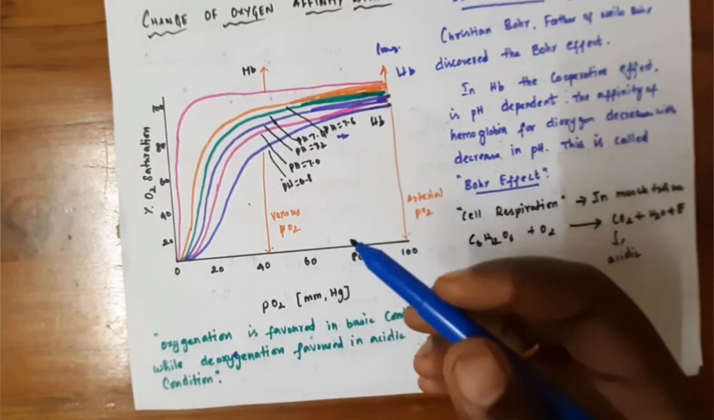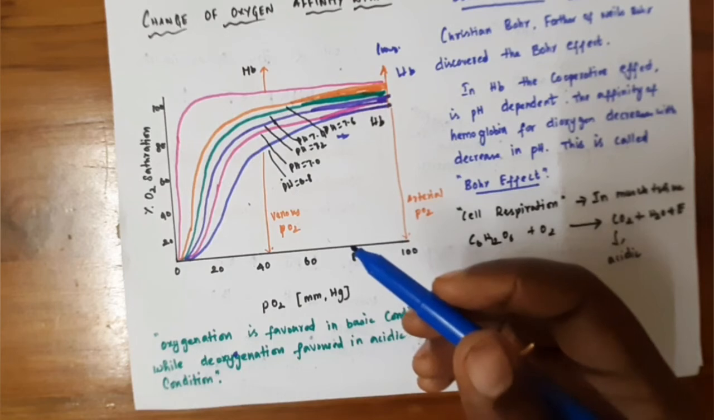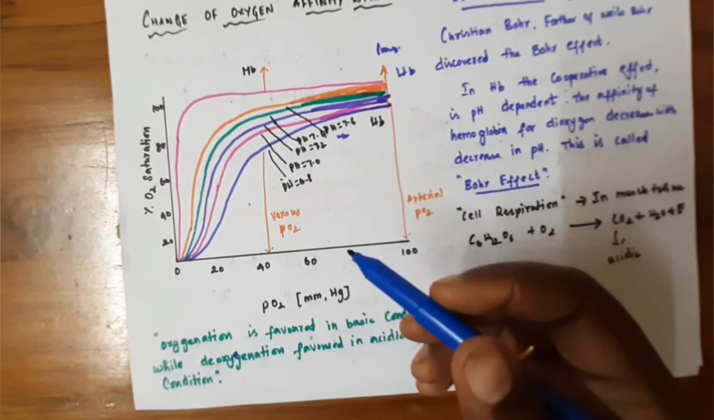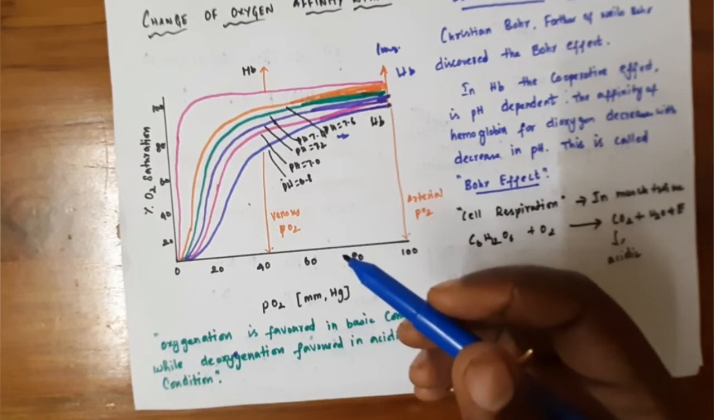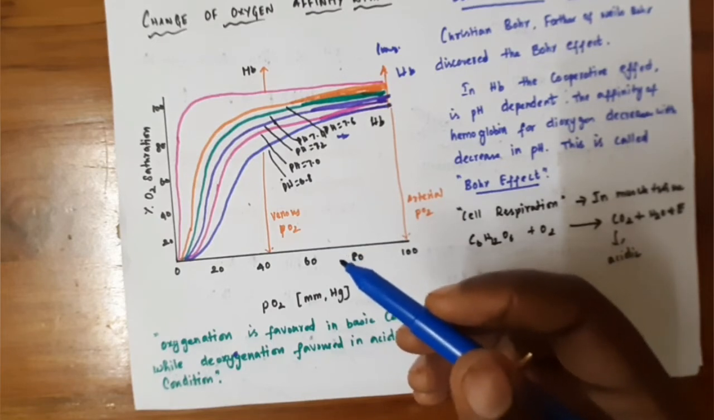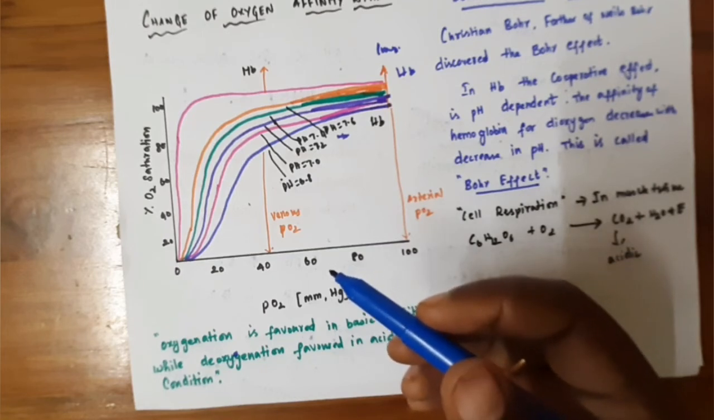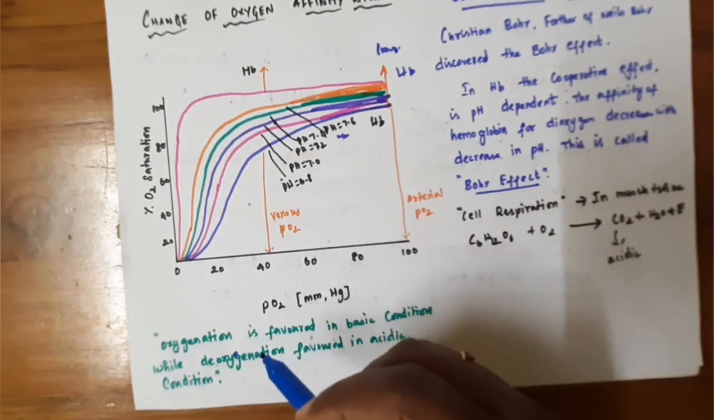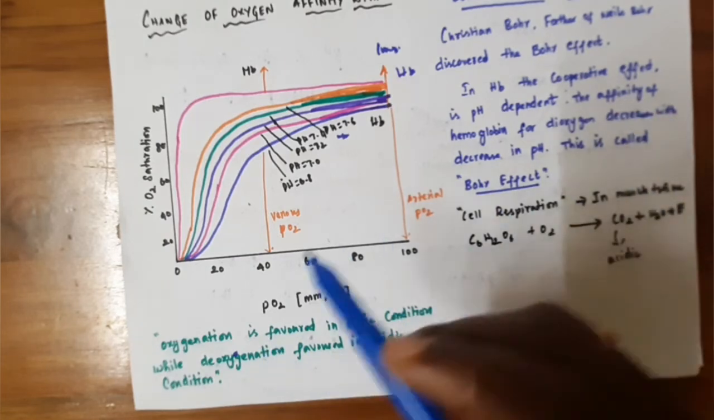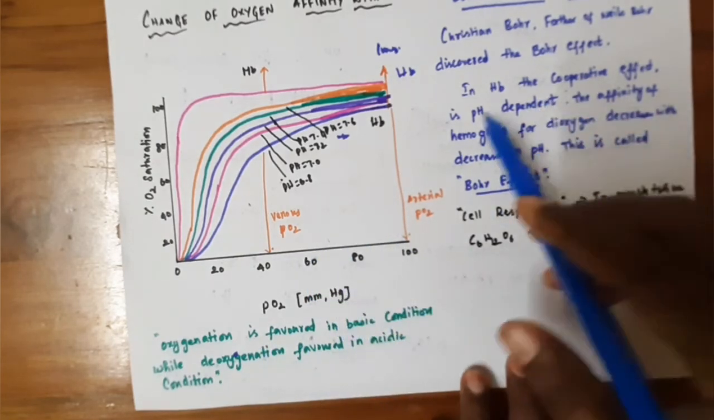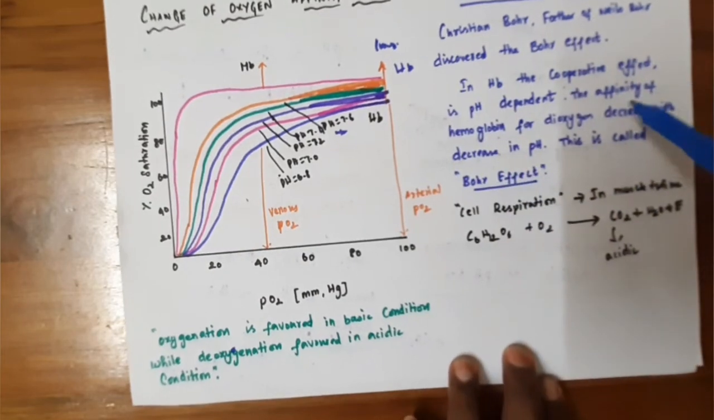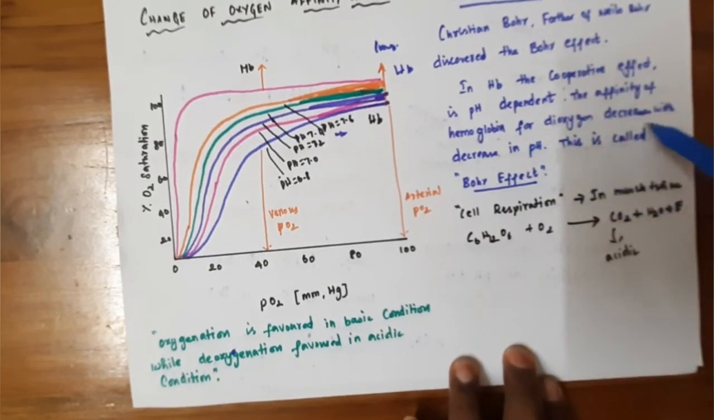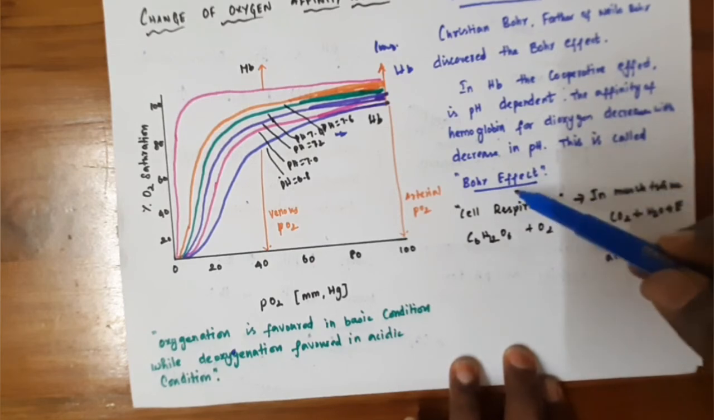The cooperative effect is nothing but this: hemoglobin contains 4 subunits, so when one subunit binds dioxygen, it increases the binding ability of the other subunits. One subunit triggers the binding of dioxygen to the other subunits. This is called the cooperative effect or cooperative binding. This cooperative effect mainly depends on the pH. Okay, and the affinity of hemoglobin for dioxygen decreases with the decrease in pH. This is called the Bohr effect.